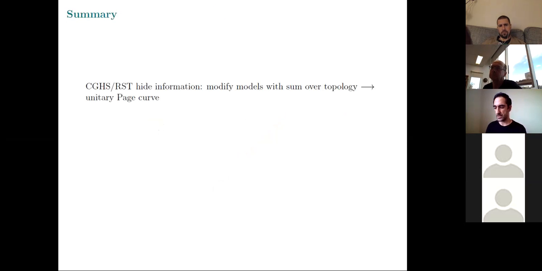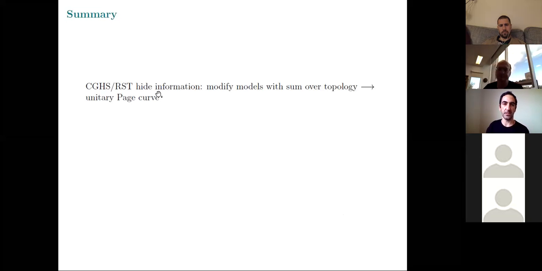Okay, let me summarize and then I will stop. These 2D dilaton gravity models, CGHS and RST, hide information. If you canonically quantize them, they have remnants. The entropy of the radiation increases without bound. So something you might want to do is modify these models with a sum over topology. And this seems to lead to a unitary Page curve. Again, it's an important question to understand, once you do this, how to UV complete the model. Okay, that's not understood.